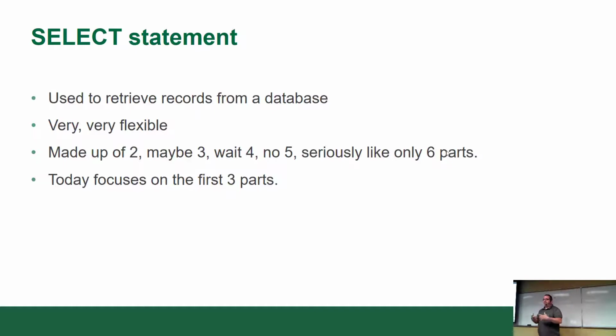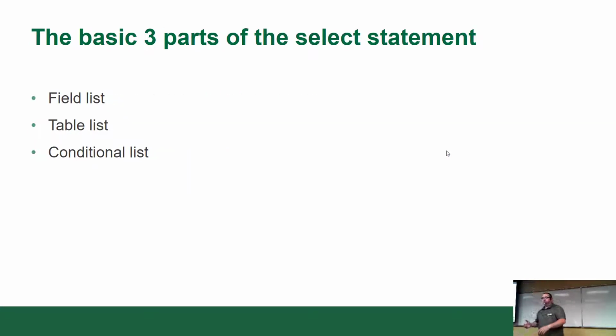It is made up of, and I made this sentence kind of funny looking, 2, 3, 4, 5. No, actually there's 6 pieces to this select statement. Today we're going to do the first 3 or so. And the select statement builds up as you go, so it gets more and more complex as you learn about it. But we're going to learn the simple part of it first. So the basic 3 pieces of a select statement are as follows. There's the field list, the table list, and the conditionals.